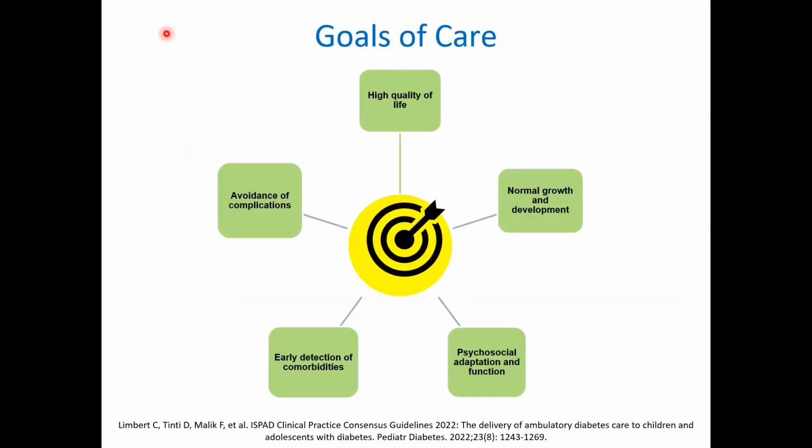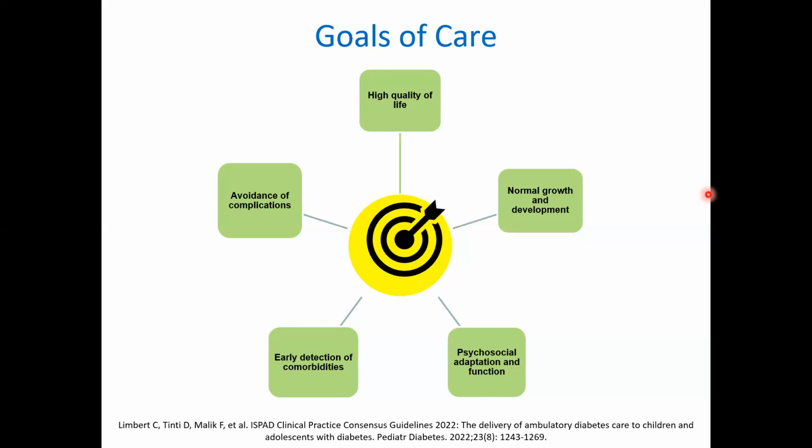So what are the goals of care? The first, of course, is that we want to provide a high quality of life for these patients. So a diagnosis of diabetes should not change that. They should be able to still achieve their potential, achieve their goals and dreams despite that diagnosis. And then we also want to ensure that they continue to have normal growth and development. The psychosocial aspect is very important, given that this is a chronic condition.